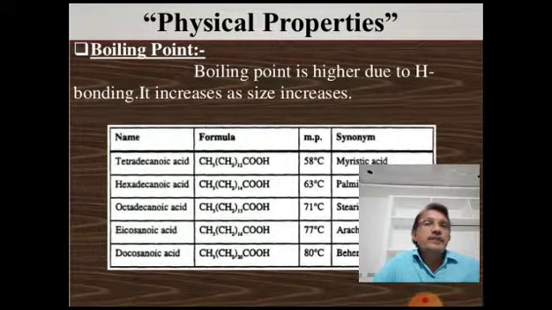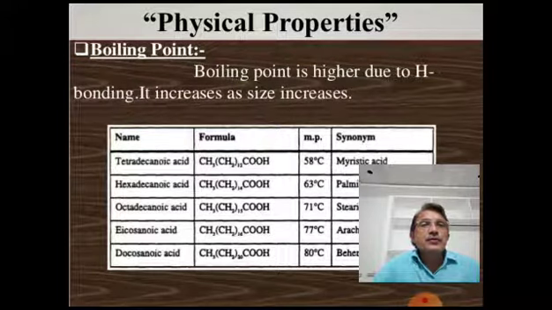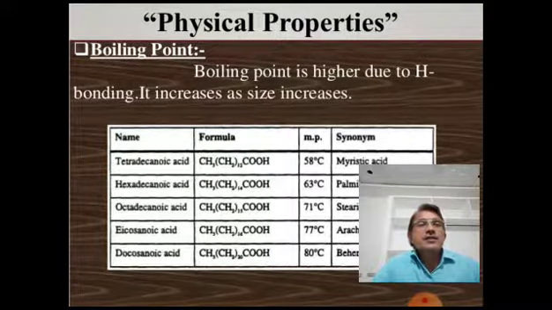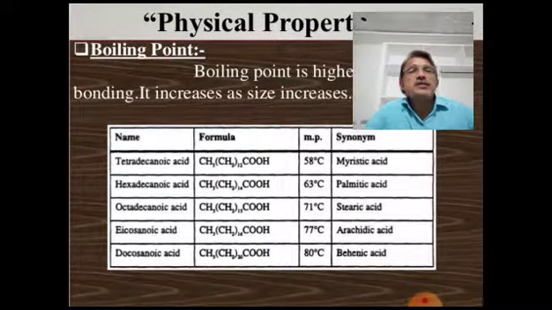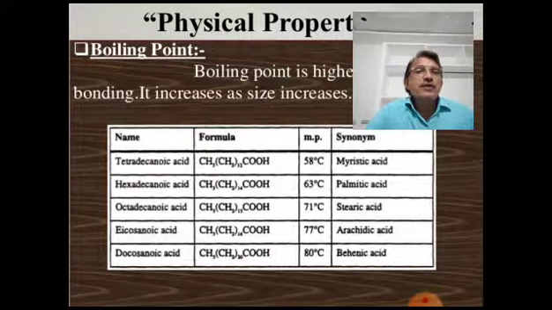Look at the boiling point. Boiling point values of carboxylic acids are higher due to hydrogen bonding. These boiling points increase as size increases. It means boiling points increase as molecular weight increases.